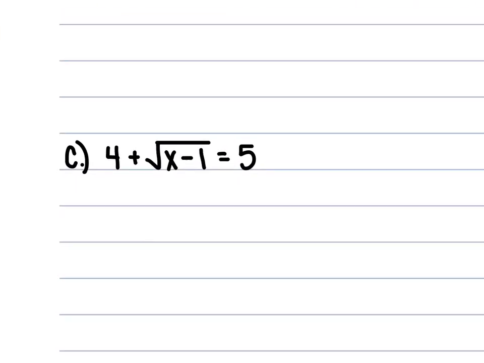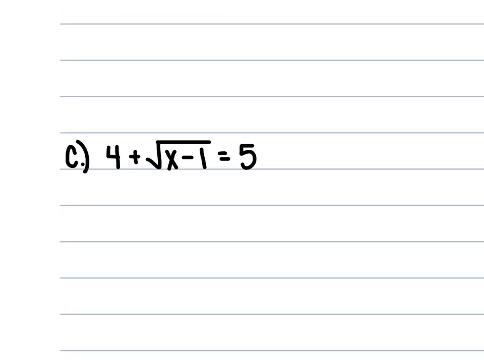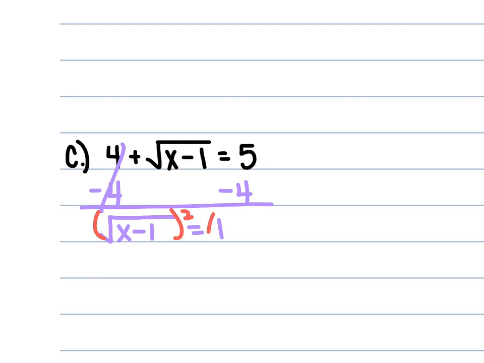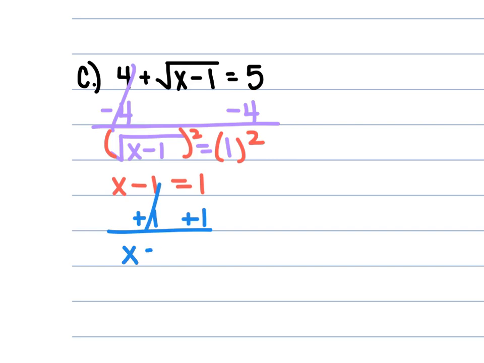If we look at C, we have 4 plus the square root of x minus 1 is equal to 5. So we're going to subtract 4 from each side. We're going to have the square root of x minus 1 is equal to 1. We're going to square both sides and be left with x minus 1 is equal to 1. We are going to move the 1 over by adding it to both sides. So we're going to have x is equal to 2.